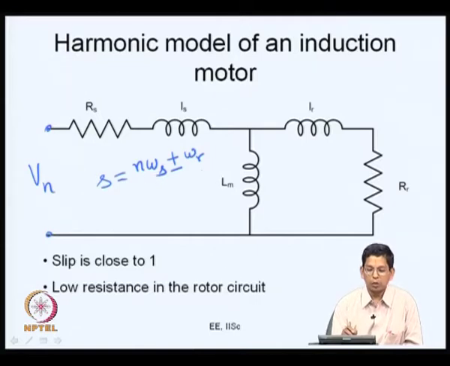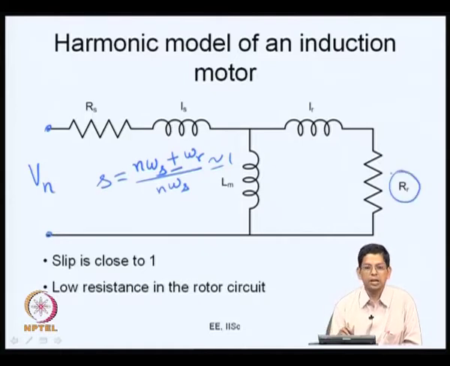So, this is what you have, n omega s plus or minus omega r, and you normalize it with respect to n omega s. If you do this, this is almost equal to 1, because n omega s is much higher than omega r. So, you have something which is almost close to 1 for high values of n. So, what you have is R r instead of R r by s. Now, R r by s is big because s is small. So, if s is 0.05, R r by s is some 20 times R r, now it is only R r. R r by itself is only the winding resistance of the rotor, which is a very small number. So, slip is close to 1, and the rotor side resistance is now very low.